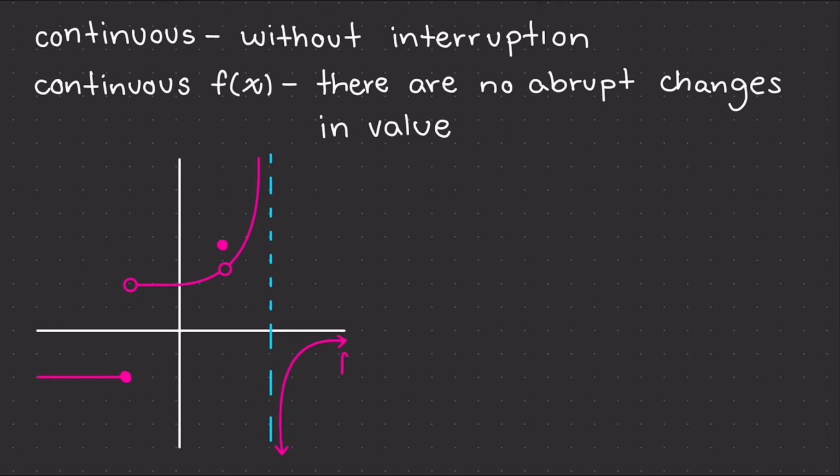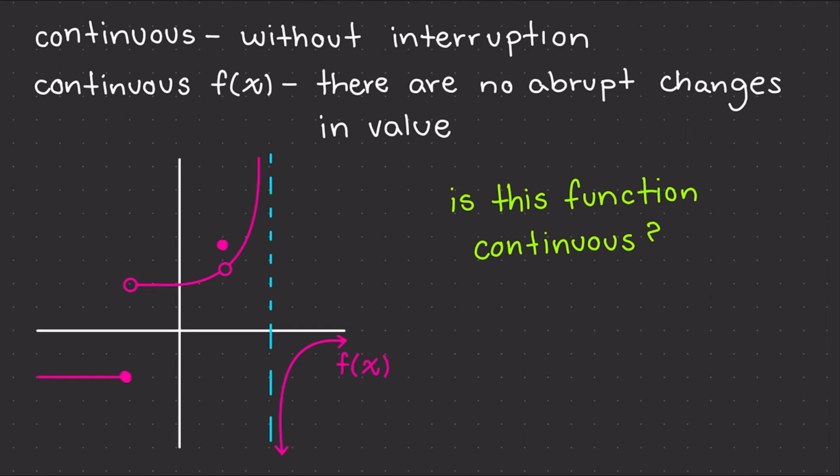Let's examine this function's continuity. The blue dotted line represents a vertical asymptote. Is this function continuous or not? This function is not continuous. This is because we can see multiple abrupt changes in value.